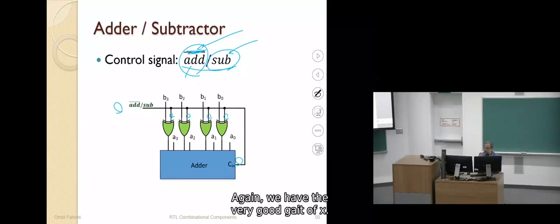Again, we have the very good gate of XOR. When you XOR 0 with something, we get the same thing. 0 with anything would be that thing. So B is coming here, B3, B2, B1, B0 coming here. So we are adding A to B with carry in 0. So this is an adder circuit.